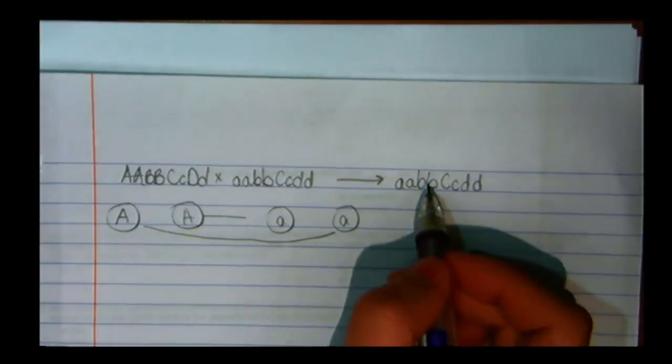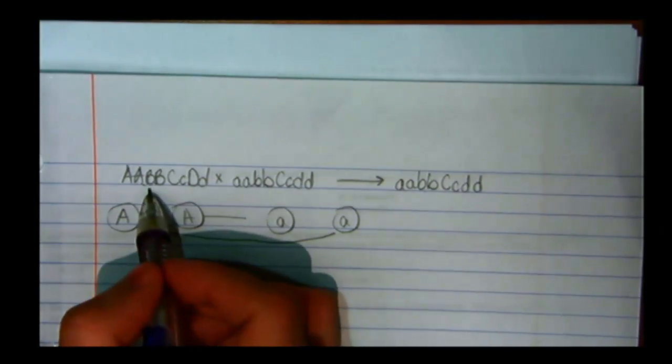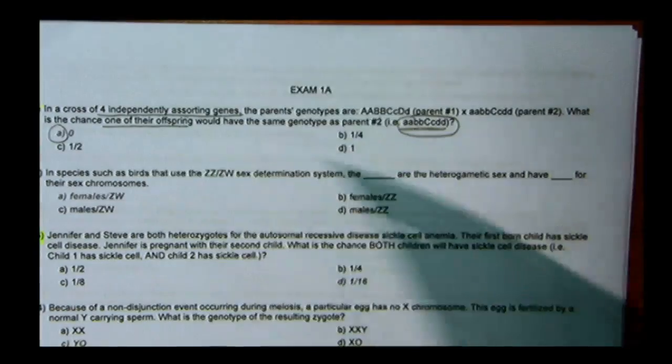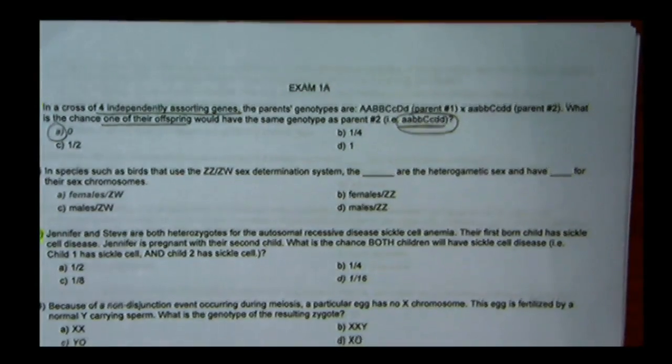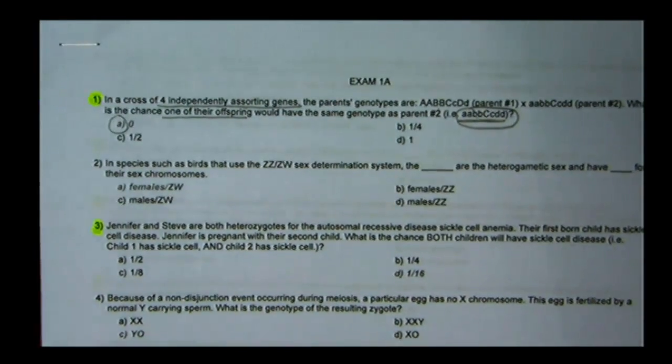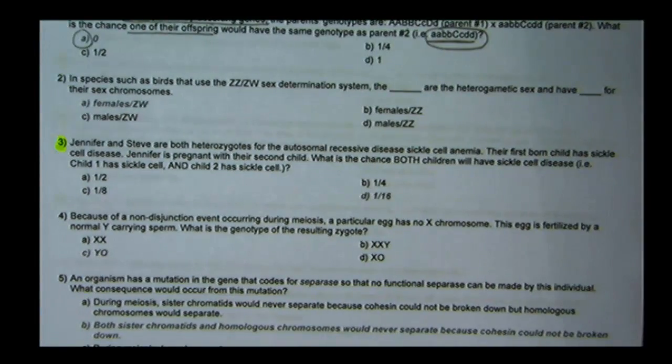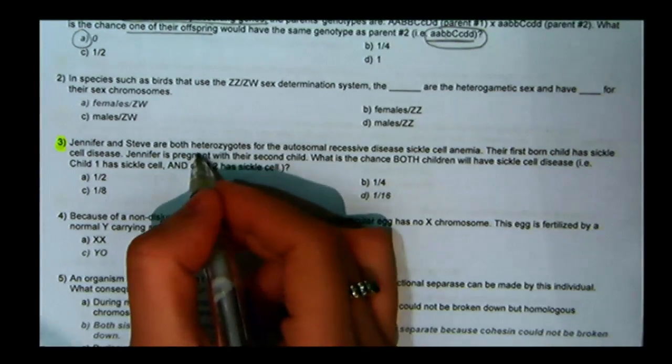Okay, so I'm skipping through some of these. Okay, so the third question here. You're given 2 people, you know they're both heterozygous for an autosomal recessive disease. Their firstborn child has sickle cell, and the mother is pregnant again with another child. So what is the chance that both of those children will have sickle cell?